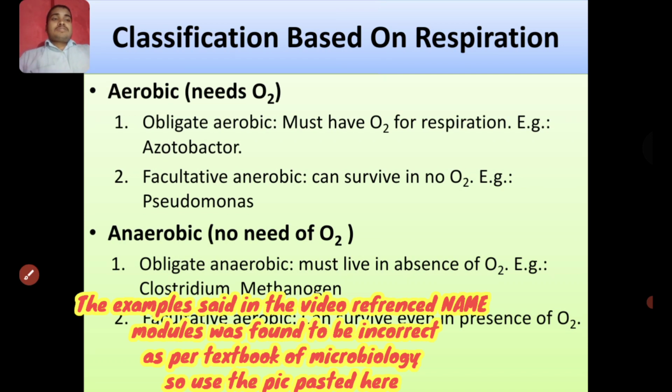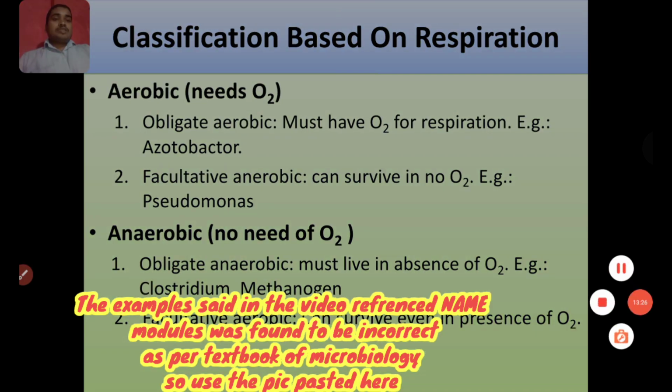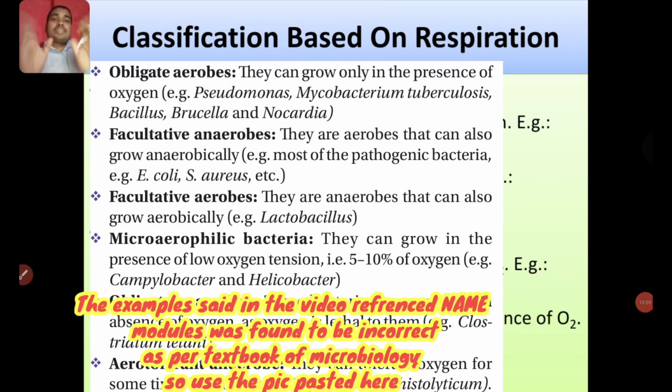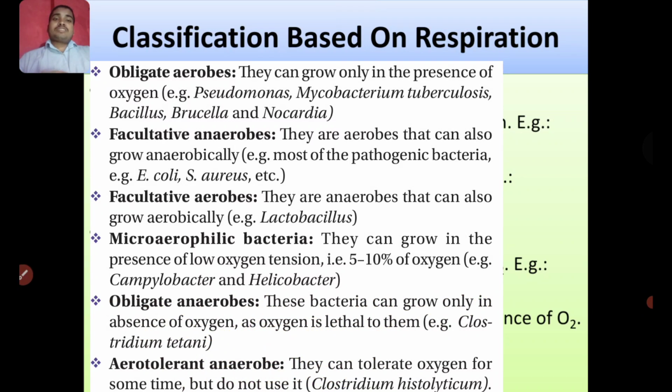Next, classification based on respiration. Simple: aerobic and anaerobic. In aerobic there is obligate aerobic, and obligate aerobic means that which must have oxygen for respiration. Example is Azotobacter. This example is frequently asked. And then there comes facultative anaerobic. This is one that can survive in the absence of oxygen, but it is aerobic. Okay. So obligate must have oxygen. Facultative can survive with no oxygen.